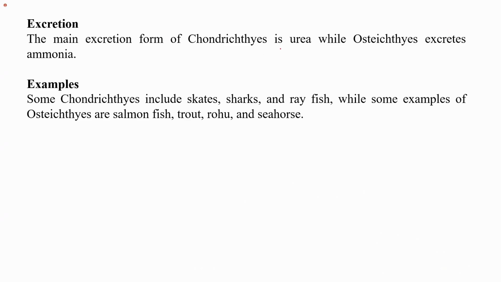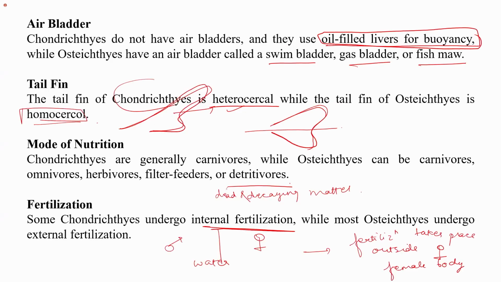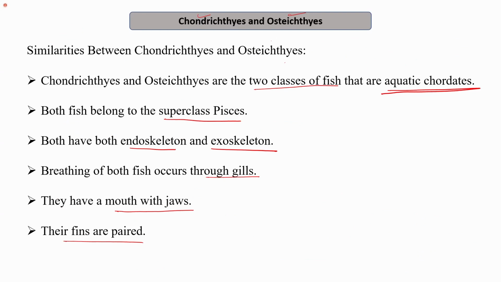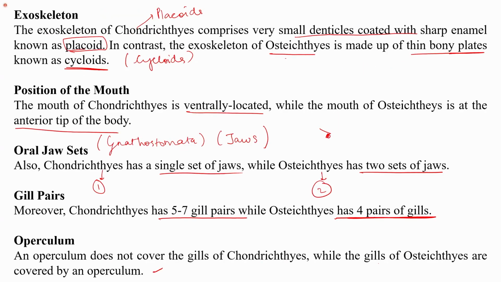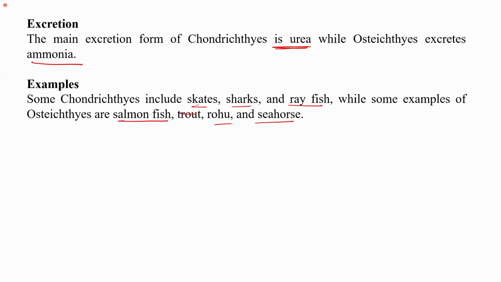Excretion, as I have already mentioned: in chondrichthyes it is mostly urea, and in osteichthyes they excrete ammonia. Examples in chondrichthyes include skates, sharks, and ray fish, while examples in osteichthyes include salmon, trout, rohu, seahorse, etc. So this is about the superclass Pisces, which was further divided into chondrichthyes and osteichthyes, and these are their characteristics. The most important thing is that chondrichthyes have a cartilaginous endoskeleton, while osteichthyes have a bony endoskeleton.